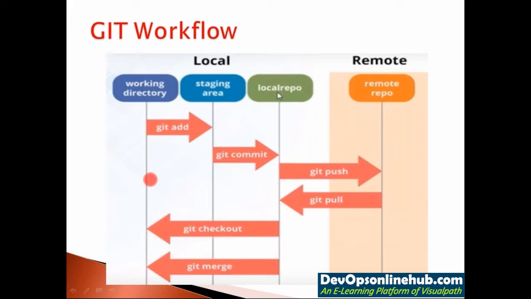When I change a file, suppose I have created a login file and I have done the coding for the login page for my application. The next step is we just need to add that file to the staging area. The staging area is not a physical entity that we can see. It is a logical area of Git. When we add the login page, it will go to the staging area.